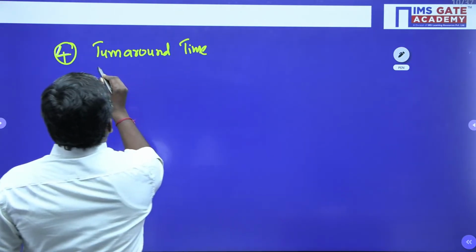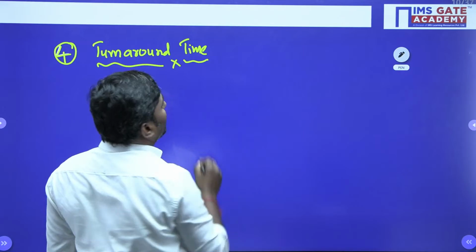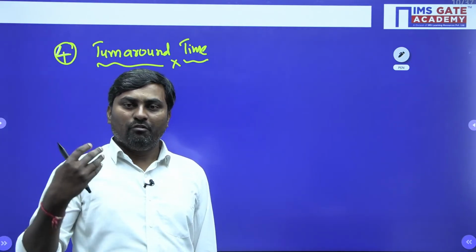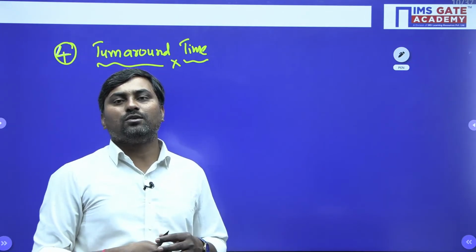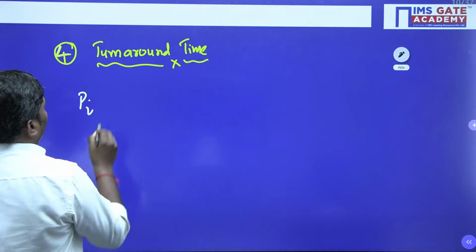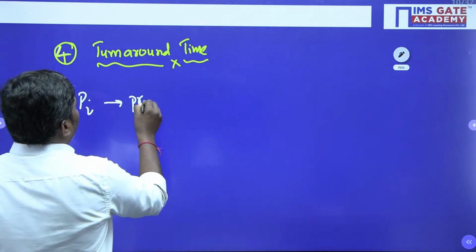So, turnaround time. What I say turnaround time is nothing but total time. Total time to execute a process, including all, from beginning to ending, the entire time is the total time. So let us understand clearly. Let us take process PI. PI is a process, all of you please observe. PI is a particular process.